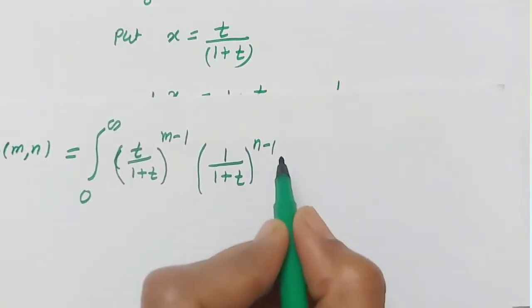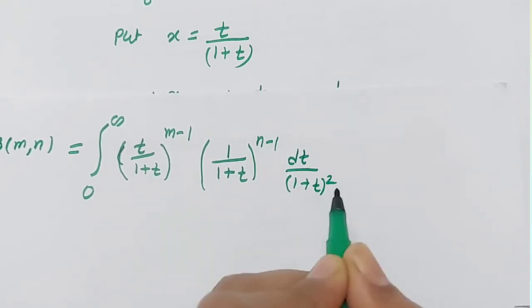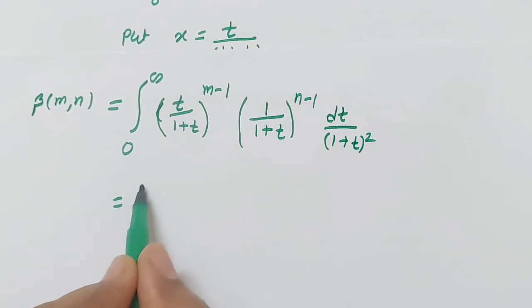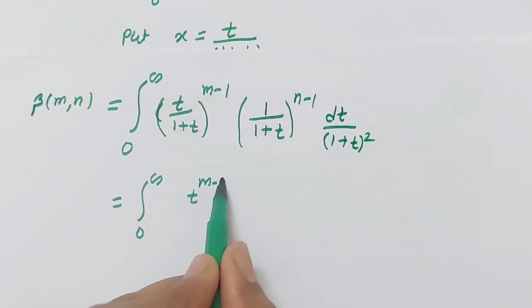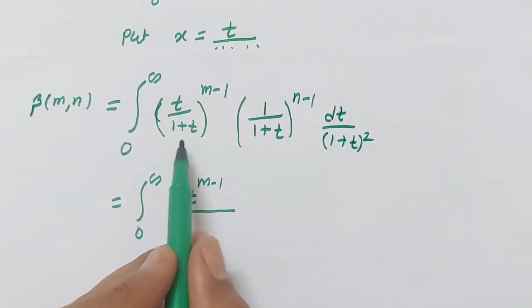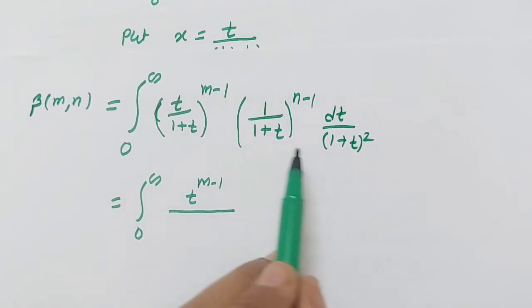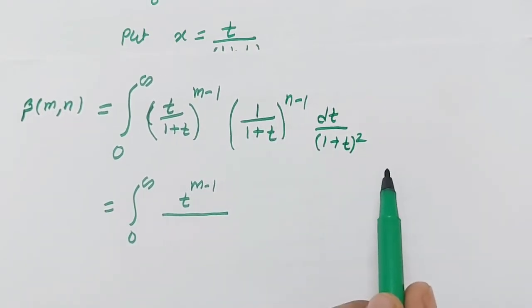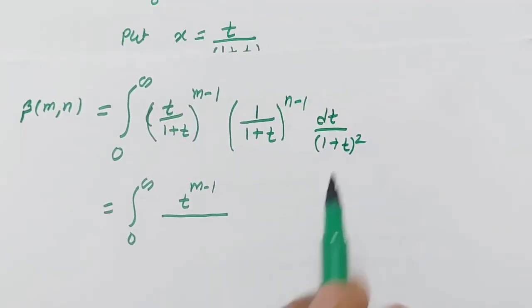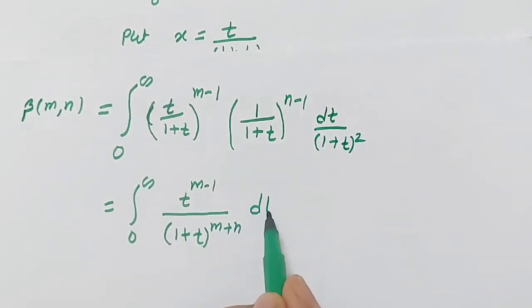Now if we simplify this integration, it is t raised to the power m minus 1 divided by (1 plus t) raised to the power m minus 1, then the second term n minus 1 and 2. The whole terms are similar, which means we have to add these powers. It is m minus 1, n minus 1 and plus 2. That means it is (1 plus t) raised to the power m plus n, into dt.